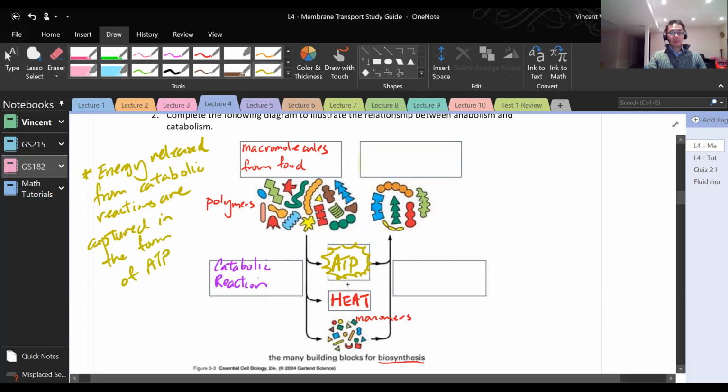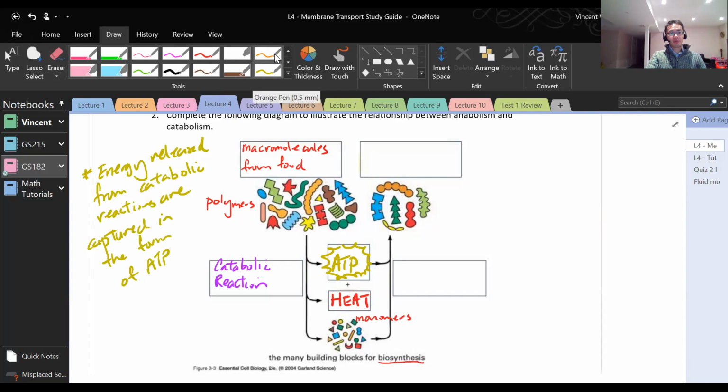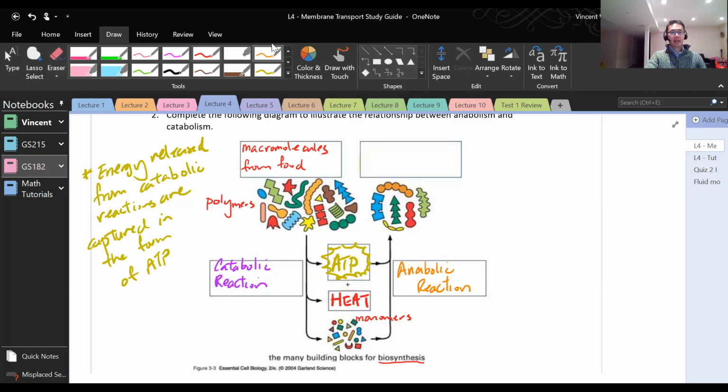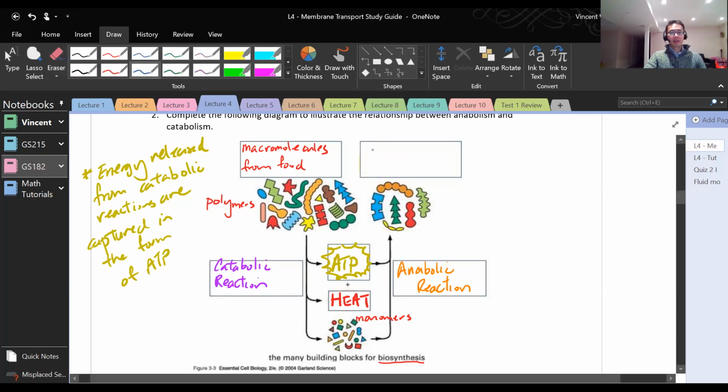And then when you want to build molecules, you use the monomers that you got previously. You use the ATP that captured the energy from catabolic reactions to build things in anabolic reactions. Ultimately you end up having macromolecules needed in the body.